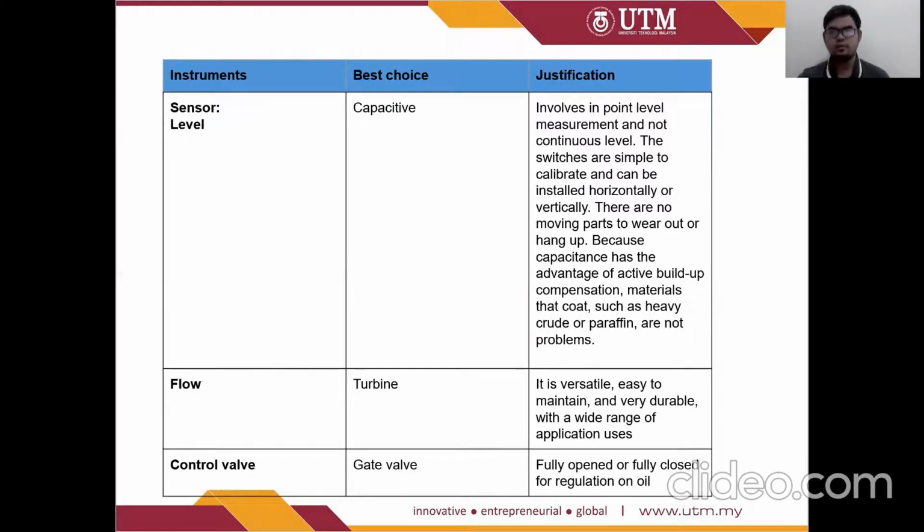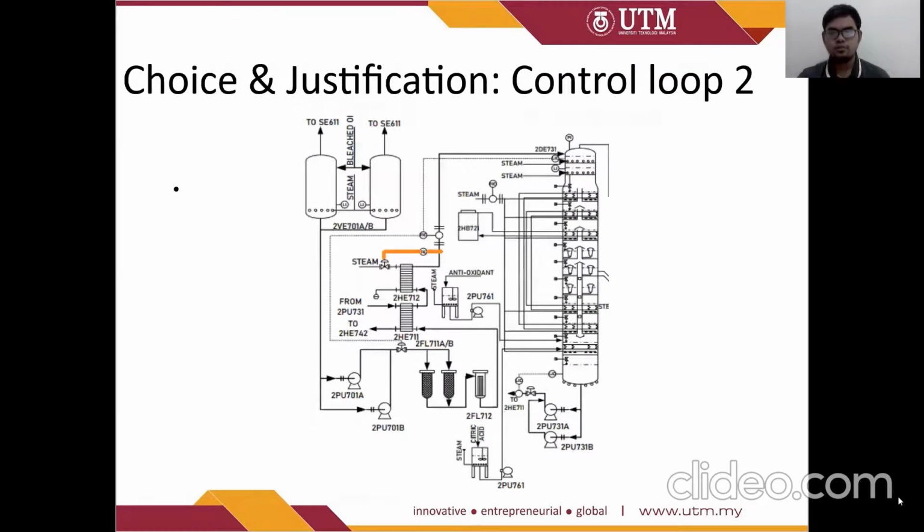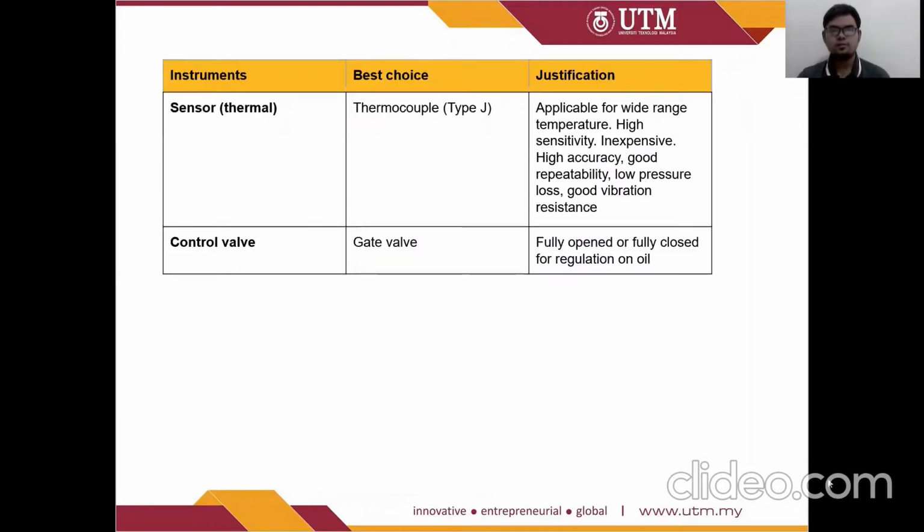And we choose gate valve for the control valve, as it is fully open or closed for regulation on oil. For control loop 2, we have chosen thermocouple type J as our thermosensor, and it is applicable for a wide range of temperature with other advantages such as high sensitivity, inexpensive, good repeatability, low pressure loss, and good vibration resistance. And we choose the same as control loop 1 for the control valve, which is gate valve, and it is fully open or closed for regulation on oil.